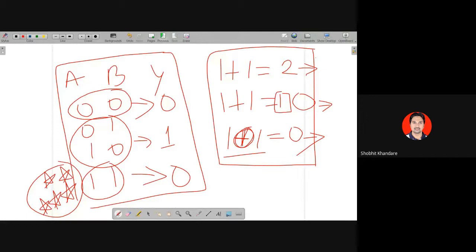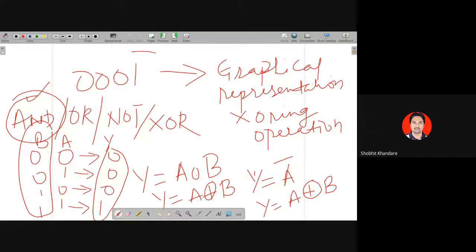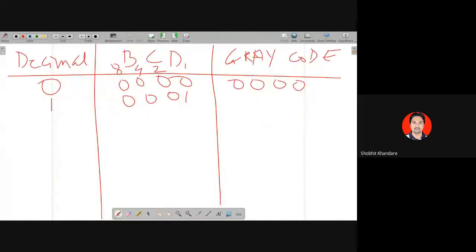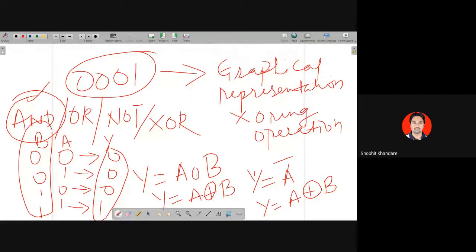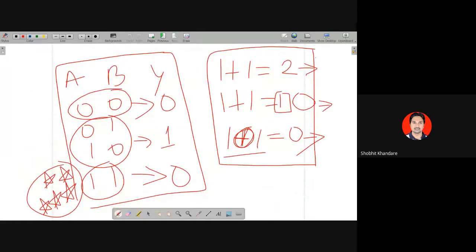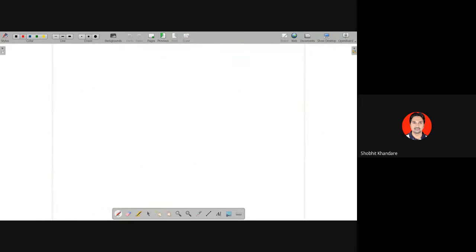We will go to the previous page now, where we had stopped. We were seeing 001, this portion here. So we are going to see now about 001. So how do you get the gray code? To get the gray code, as I told you, we need a graphical representation plus XOR operation. So the graphical representation is this.